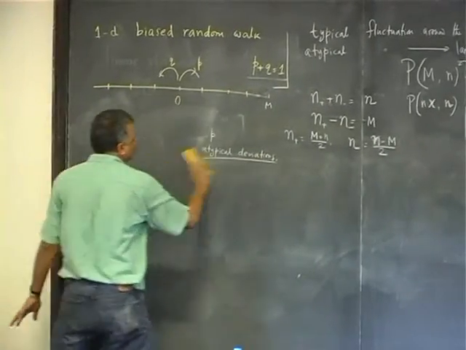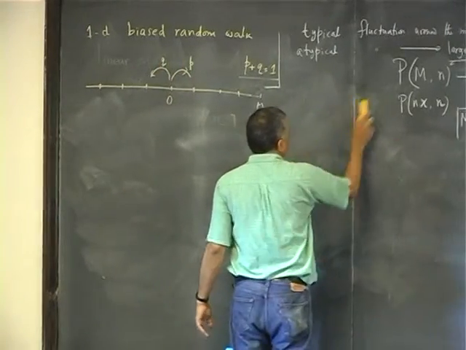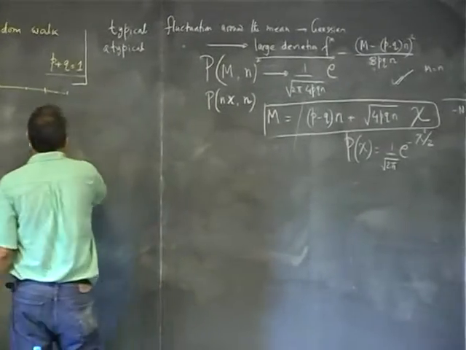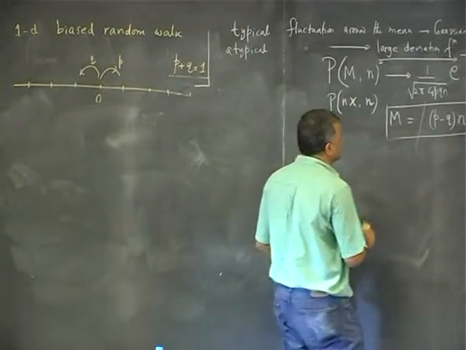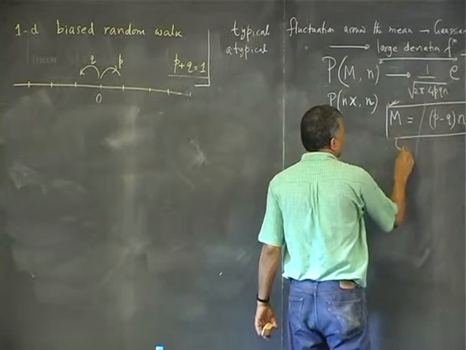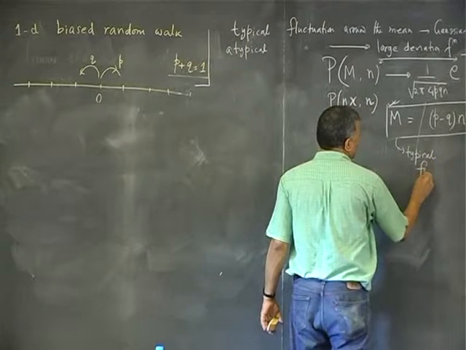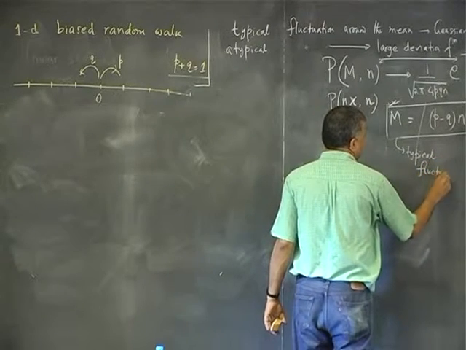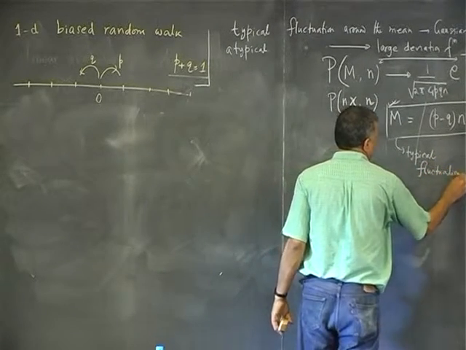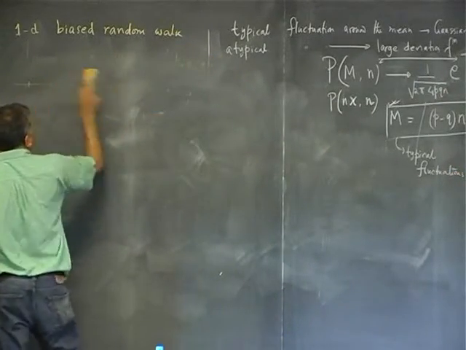So it is very important to always keep this example in mind, because this is a very nice, simple toy model example which tells you about typical and atypical large fluctuations. Okay, and remember this formula also for typical fluctuations. Okay, so now we are back to the random matrix problem.